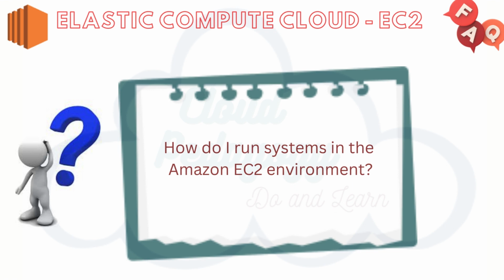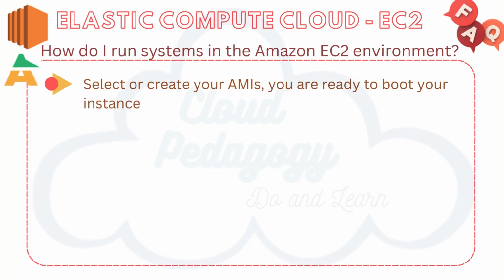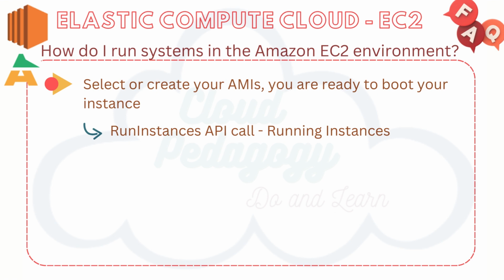Next, how do I run systems in the Amazon EC2 environment? Once you have set up your account and selected or created your AMIs, you are ready to boot your instance. You can start your AMI on any number of on-demand instances by using the RunInstances API call. You simply need to indicate how many instances you wish to launch. If you wish to run more than your on-demand quota, complete the Amazon EC2 instance request form.